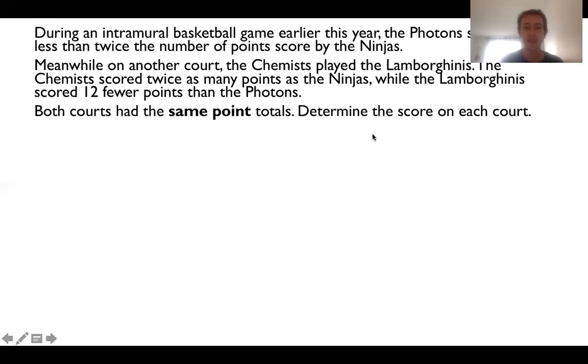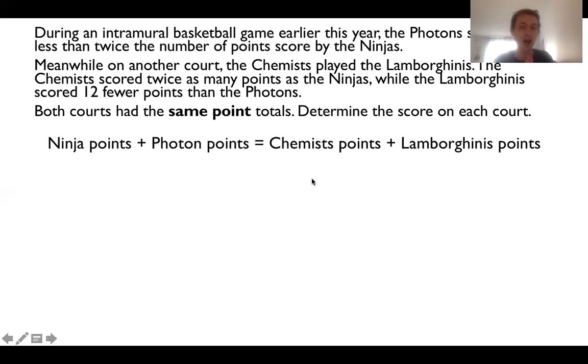So here's the important part of this for now. What I'm saying is that there was a basketball game on one court between our class and the Ninjas. There was another game on the other court between the Chemists and the Lamborghinis. Whatever the score was on our court, if you add up our points plus the Ninjas, it's the same total if you add up the Chemists versus the Lamborghinis. So we don't know that number, but we just know that the total points scored on court 1 are the same as the total points scored on court 2. So with that in mind, I can say this.